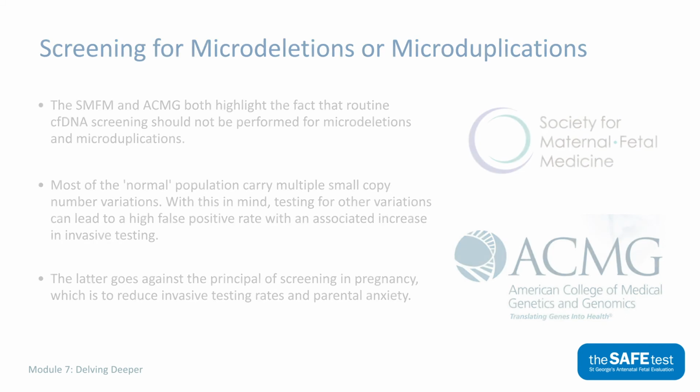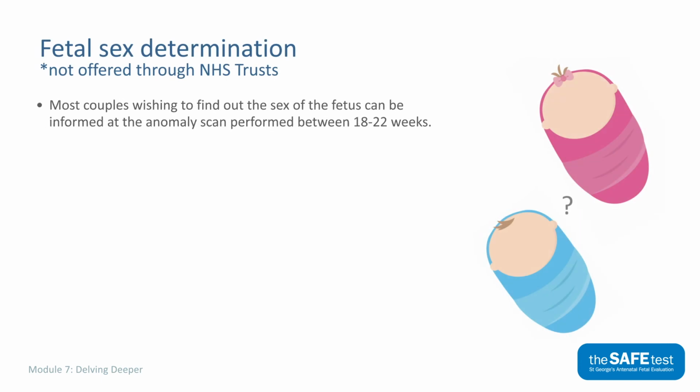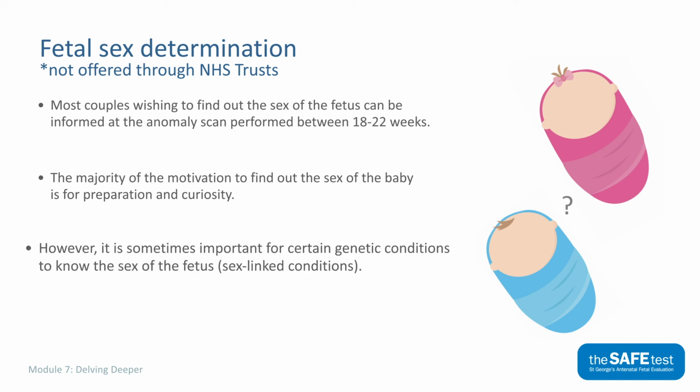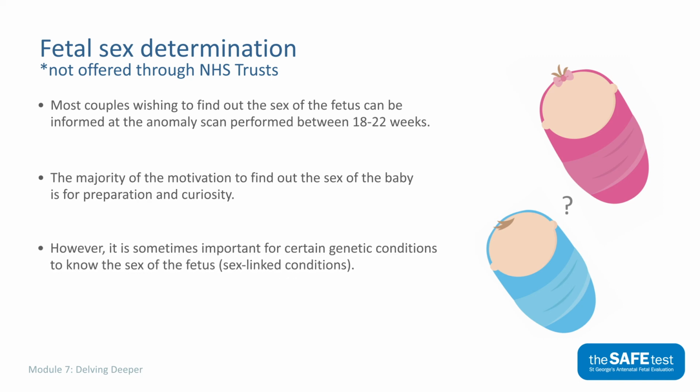What about fetal sex determination? Most couples wishing to find out the sex of the fetus can be informed at the anomaly scan performed between 18 to 22 weeks. It can also be carried out with some NIPTs. The majority of the motivation to find out the sex of the baby is for preparation and curiosity. It is sometimes important for certain genetic conditions to know the sex of the fetus, sex-linked conditions.